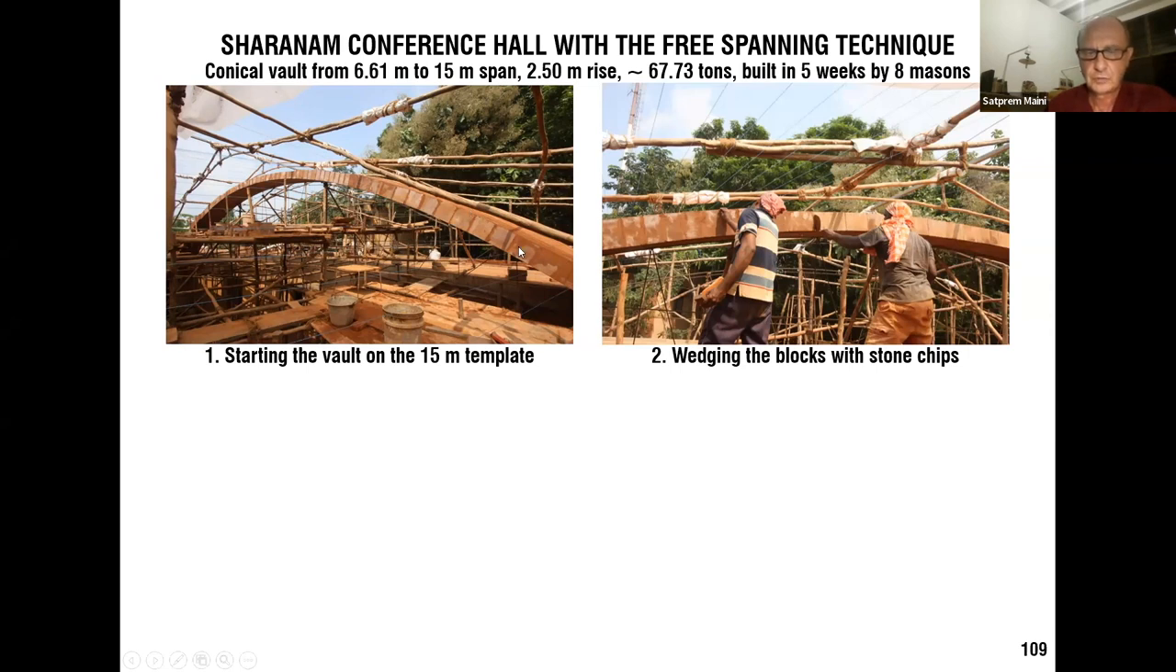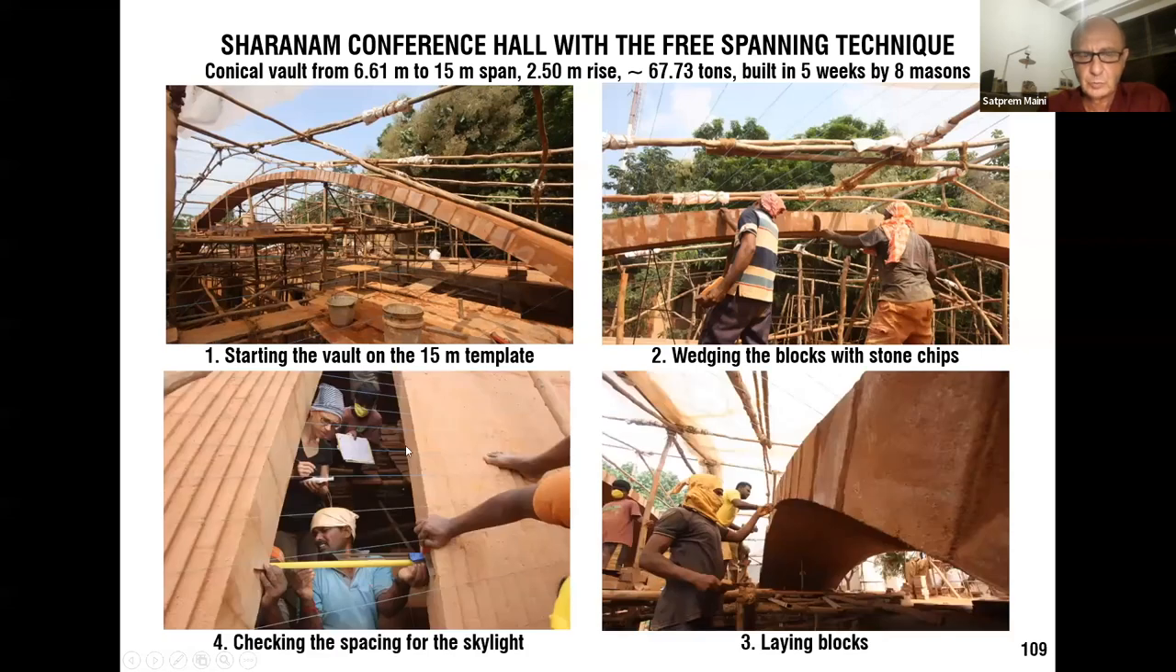Initially, the first course of the wall rests on the template. And then we put string lines like this and build without any support. So here we put some stone chips outside for stability when you build. We lay the blocks here. And then we check the width between both sides of the wall because we set it on both sides. One side comes from here, the other side comes from the left. And then they will meet in the center. And we check here that we have the same spacing to be parallel.